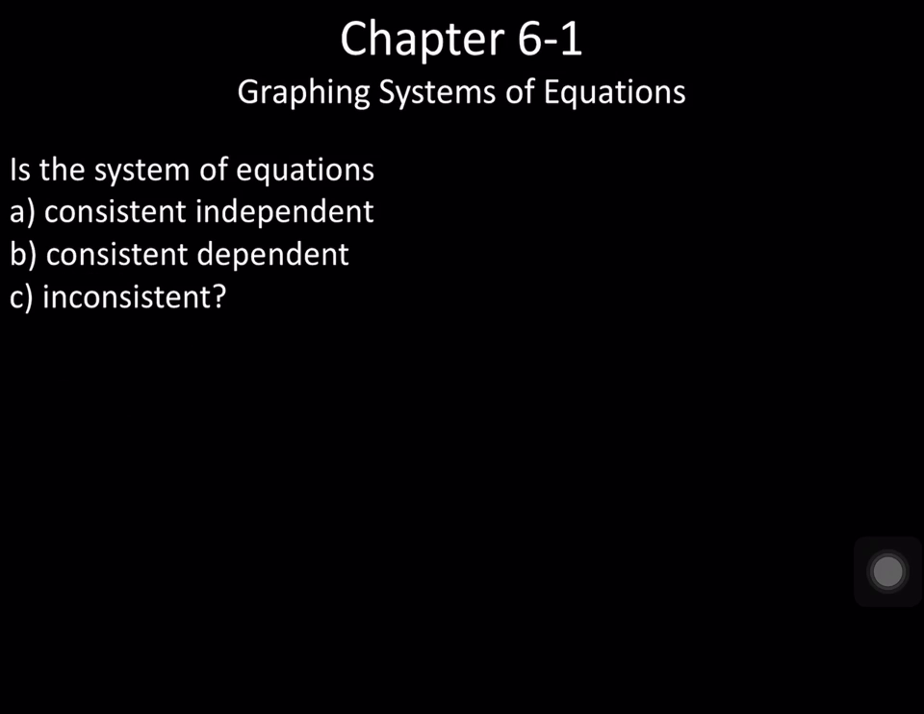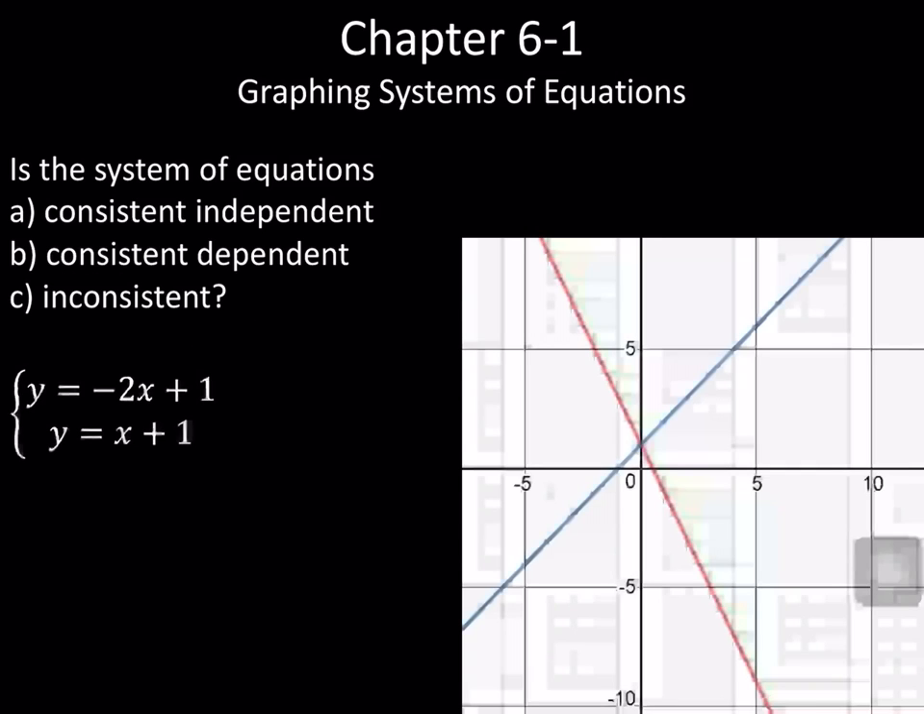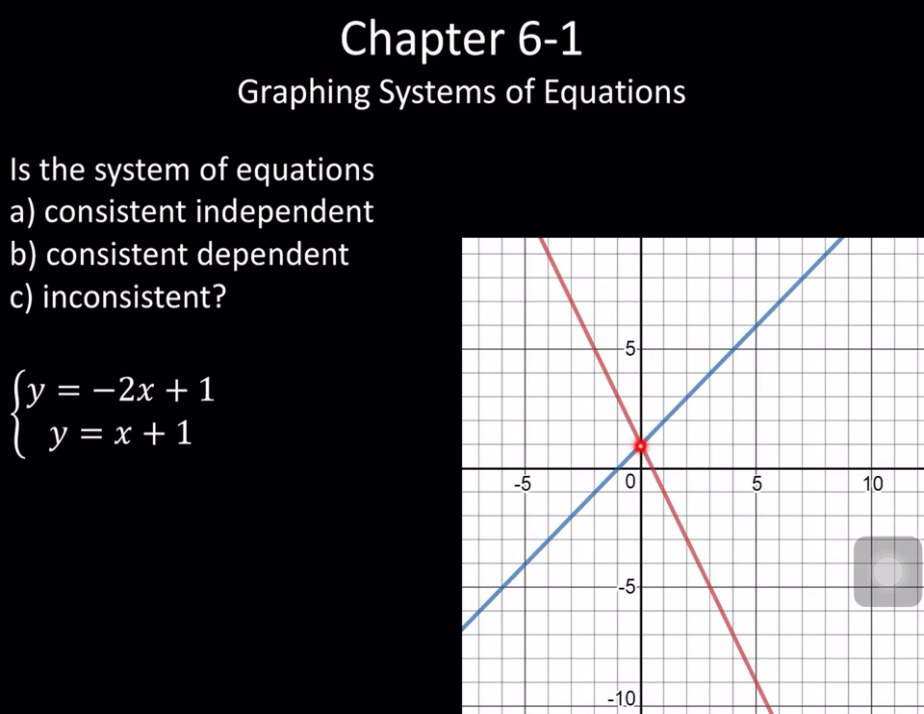One more. Again, same three options. Here's our system. Intercept of positive 1 for both of them. Slope of negative 2, slope of positive 1. Could we graph those two equations? We could. Both of them have an intercept of positive 1, slope of negative 2, so we know where that line is. Slope of positive 1, so we know where that line is. Do they intersect? Yes, at exactly one place. And so this is a consistent, independent system again.